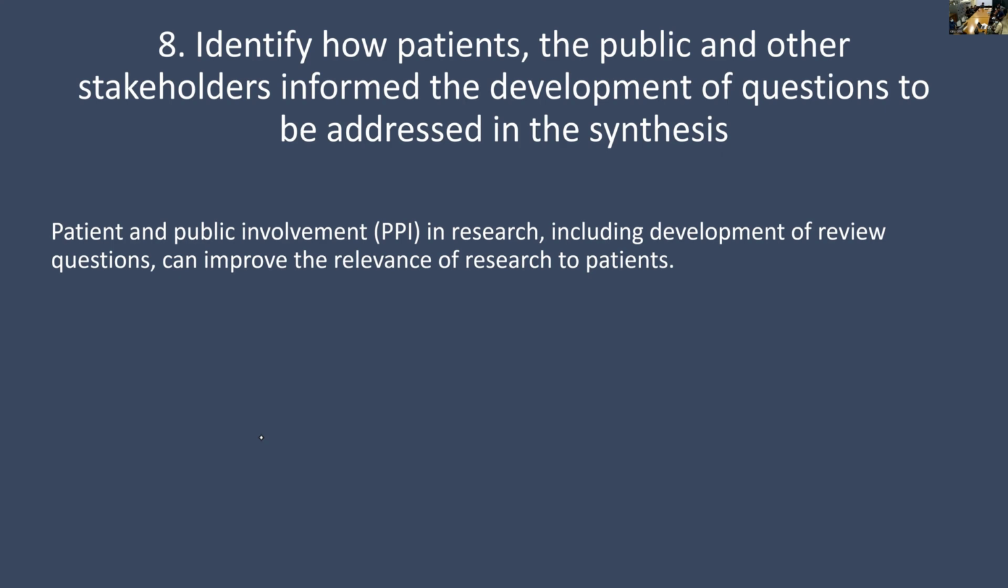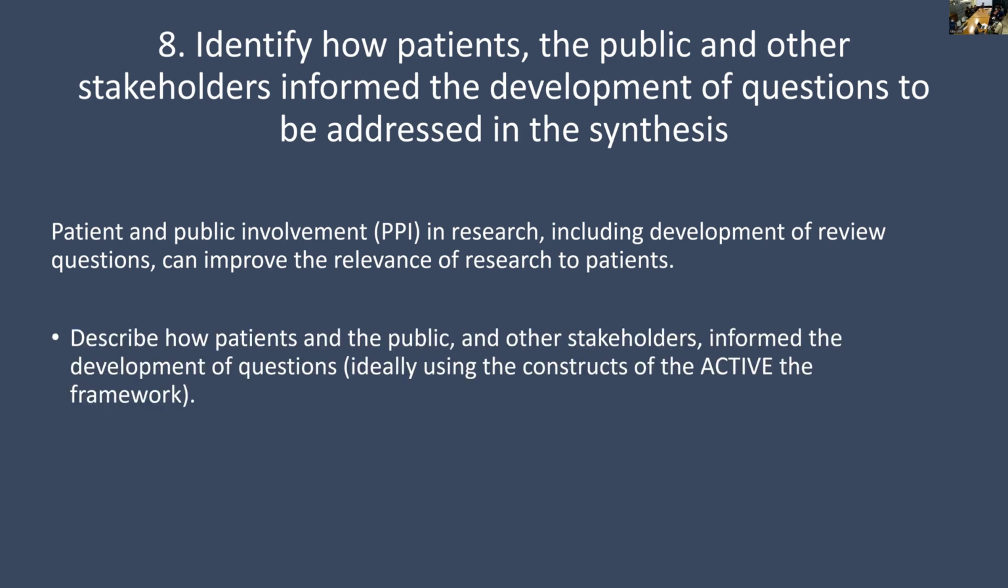So you can use it for both identifying patient important outcomes, like we may all be interested in the FEV1 or FVC, but patients may be interested in quality of life if we were to do a study on a drug in COPD. And also in prioritizing the pair-wise comparison. What we think is important may not be the same as what the patient thinks is important. Describe how patients and the public and other stakeholders inform the development of the questions.